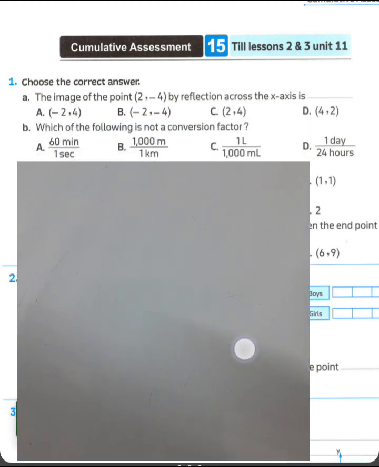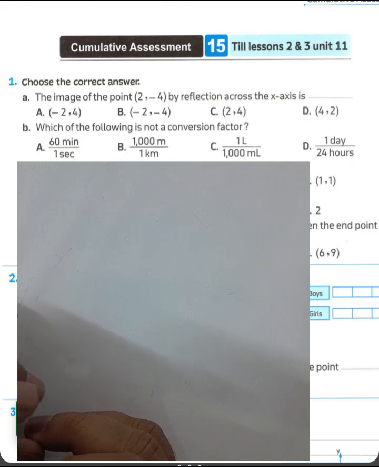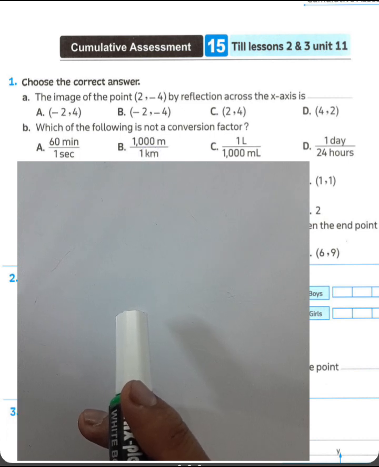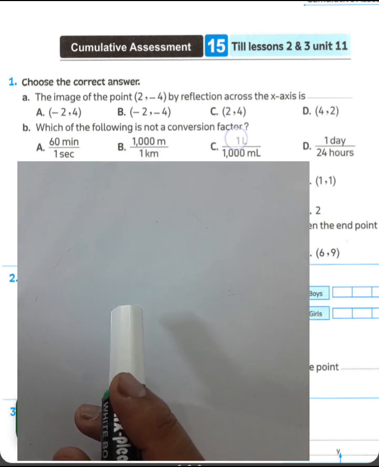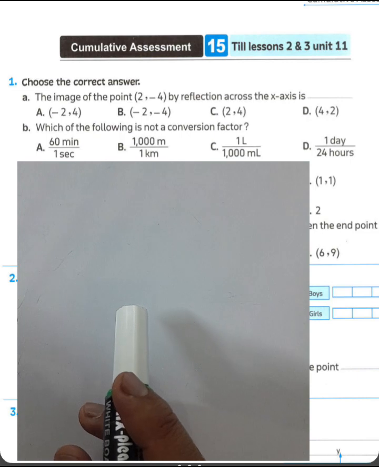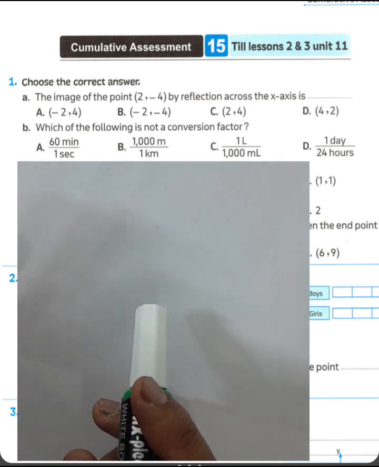Next question: which of the following is not a conversion factor? We know a conversion factor is a comparison between two quantities, with equality in the result, but using different units in the numerator and denominator. Such as letter B, 1000 meter equals 1 kilometer; we call it a conversion factor. 1 liter over 1000 milliliter, we call it a conversion factor because 1 liter equals 1000 milliliter. And 1 day over 24 hours is also a conversion factor. But what about not a conversion factor? It means two quantities in the numerator and denominator where there is no equality in the results.